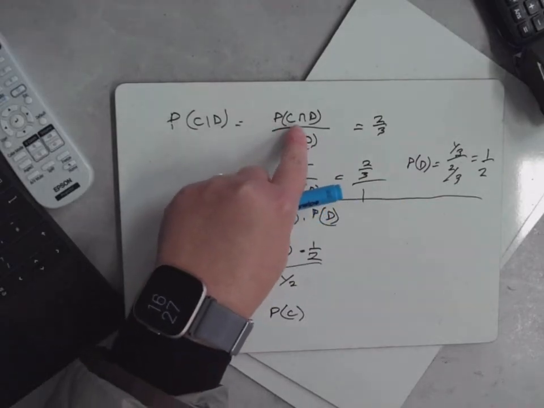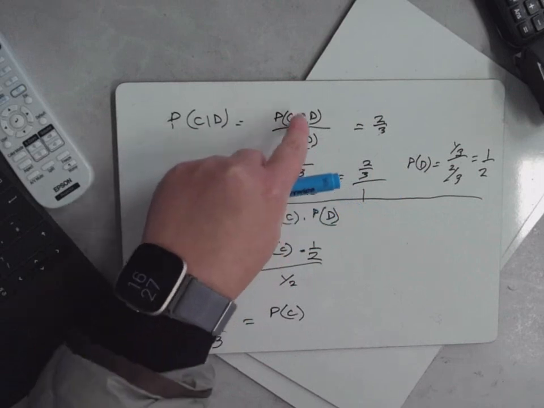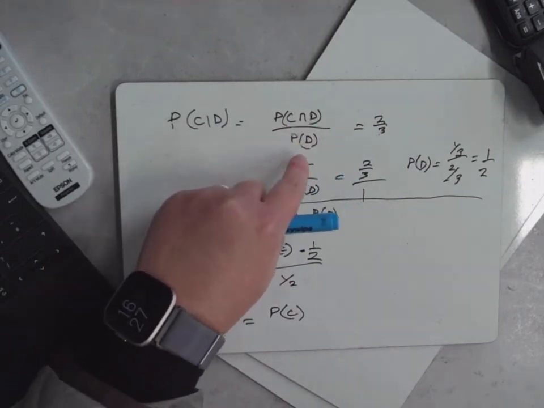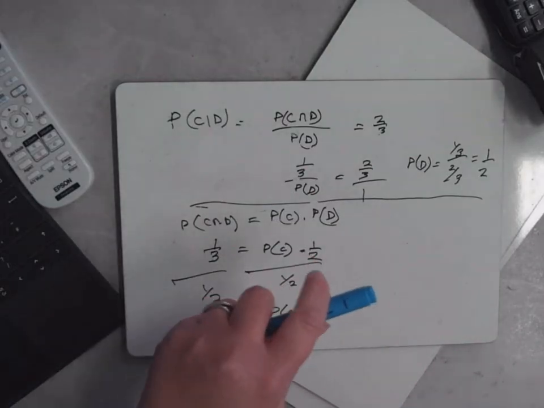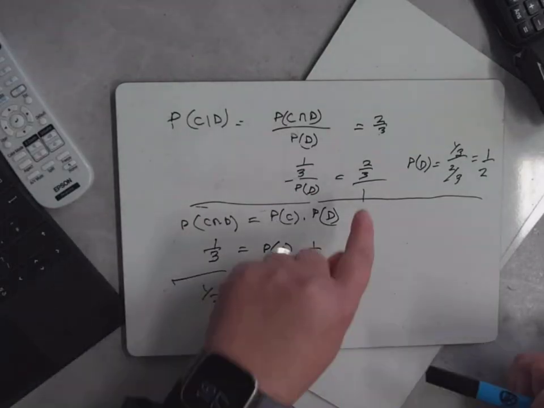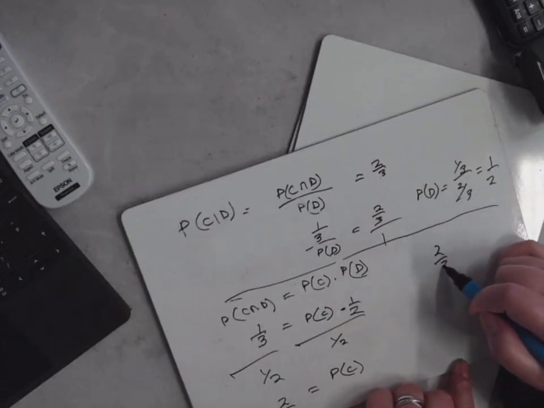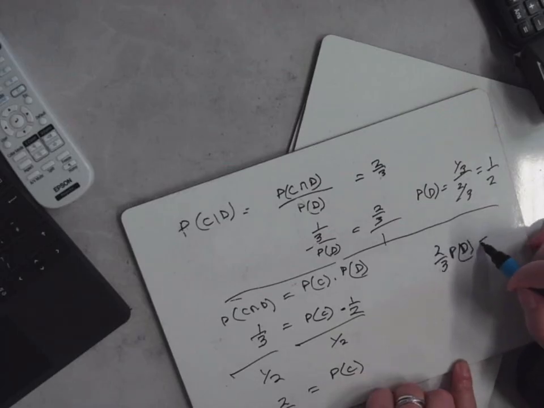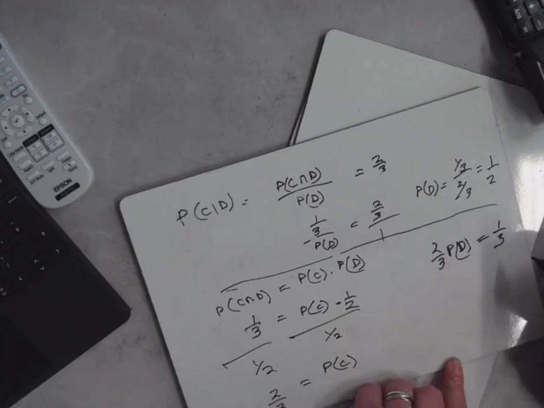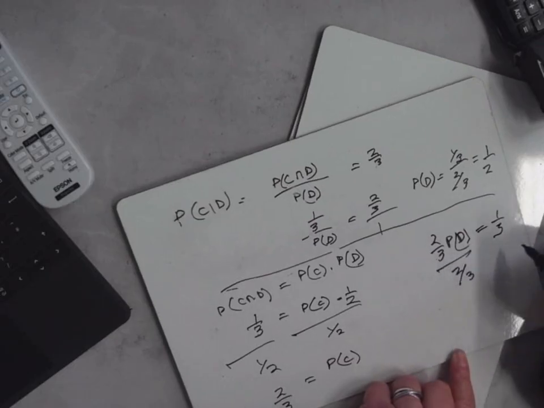So the probability of C intersection D equals 2/3 over the probability of D. We know C intersection D, so it's 1/3 over the probability of D equals 2/3. If you cross multiply, 2/3 times the probability of D would be equal to 1/3. Then divide each side by 2/3. So 1/3 divided by 2/3 is a half.